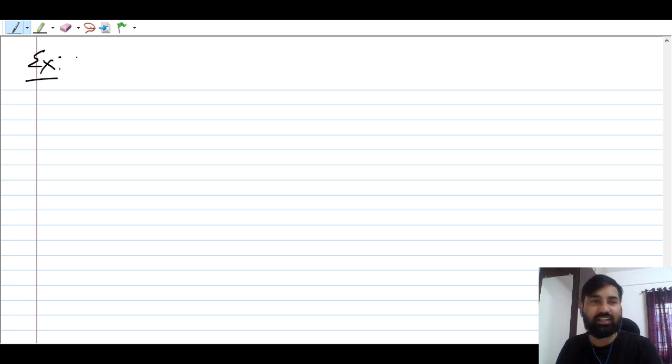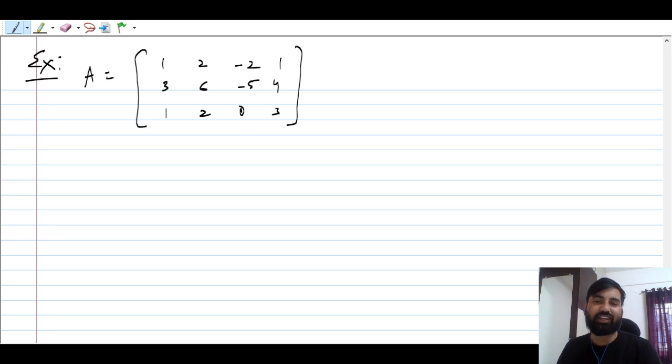Suppose we have got a matrix A. Ek matrix hai yahan par, jaise 1, 2, minus 2, 1, and 3, 6, minus 5, 4, 1, 2, 0, 3. Of course, you can see here the number of equations is less than the number of columns, or the number of unknowns, right? Certainly, you will get infinitely many solutions in this case. So you can apply echelon, perform elimination, right?